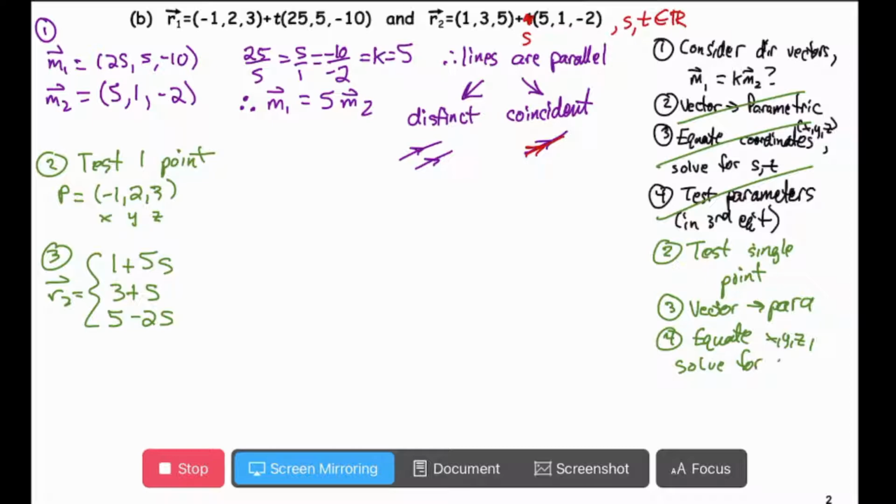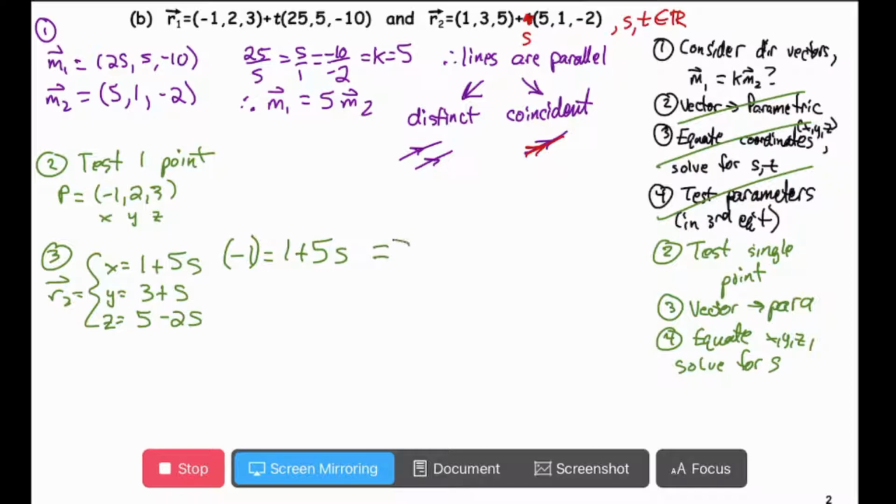Solve for s. So we said x is negative 1 equals, oops, and I forgot something on my parametric equation. Let's go back and fix that really quick. All right, I've added my x, y, and z. So let's write our first equation. X is equal to, we're testing if negative 1 exists there. So equals 1 plus 5 times s. Rearrange and solve for s, and we're going to have negative 1 minus negative 2 equals 5s. So s equals negative 2 over 5.